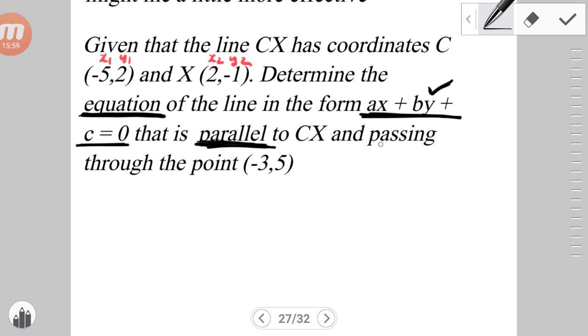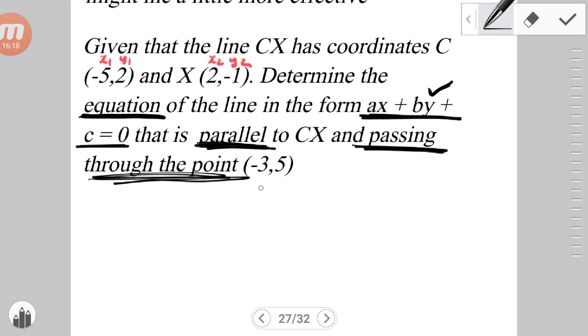And another thing here is that it's passing through a different point. What does that mean? They are two different lines. They are not collinear, so they won't have the same point. So if I'm going to be finding the equation of a line that is parallel to CX, then obviously they're going to have different x and y intercepts on the grid. So clearly, this is going to play an important role in the problem.